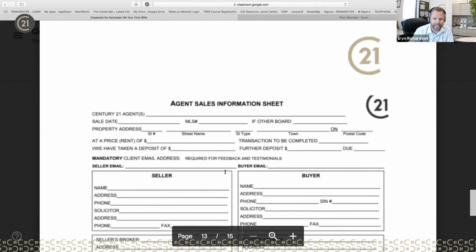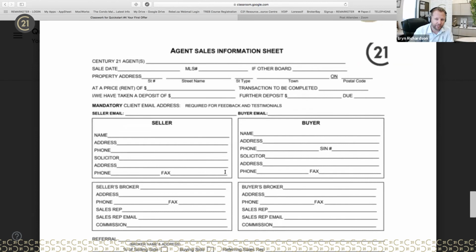First of all, the agent sales information sheet. This must be filled in. And remember, you just did a huge deal. It's great. Even a small deal, doesn't matter. You're making money, right? And the important thing to do is fill this in as much as you can.